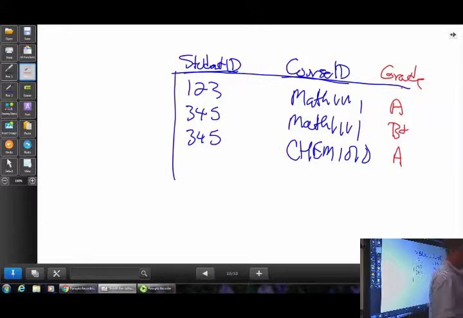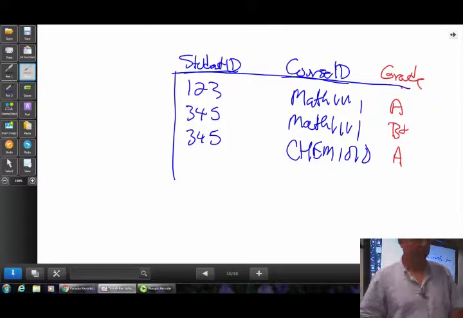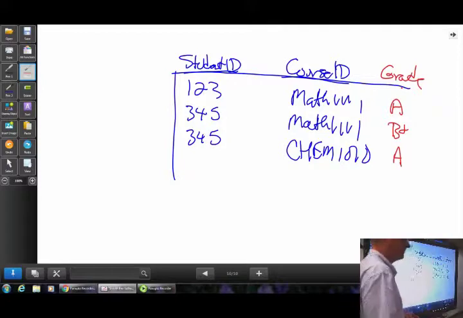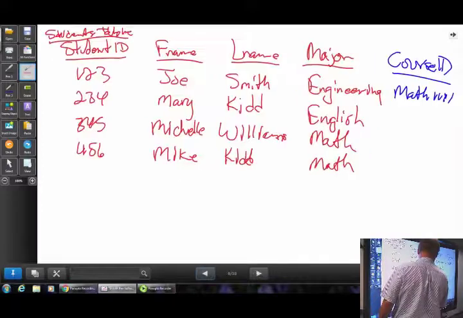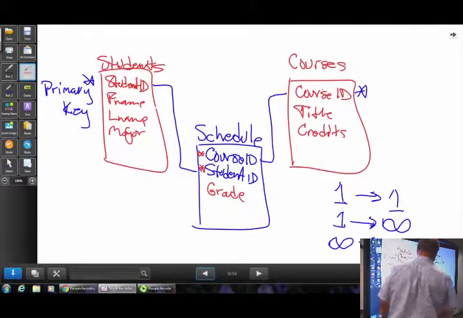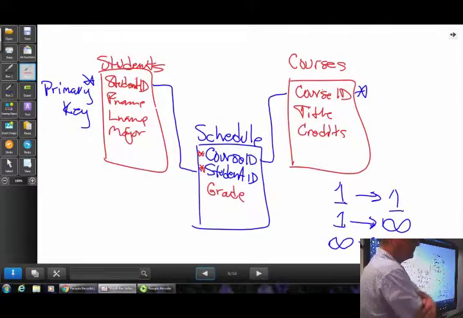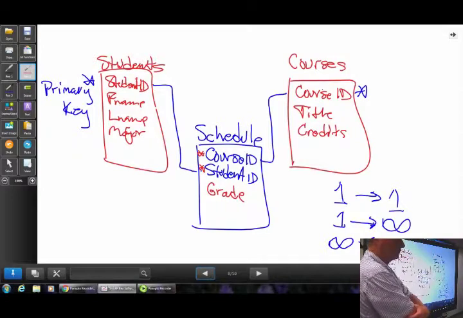Get the idea? Yeah, so on the last one, when we do the schedule, when we put grades in schedules, right there we have multiple entries, right? Where it says grade, we have multiple entries inside the database as well, right? Because every course ID is going to have a grade next to it. So it's in the schedule.